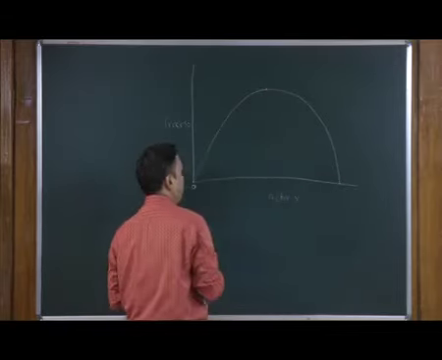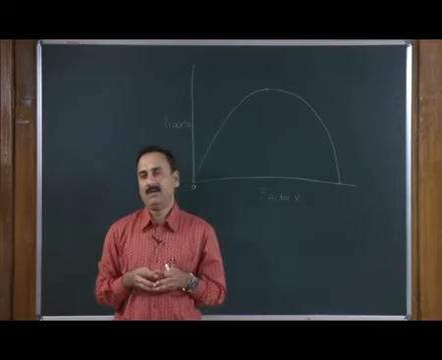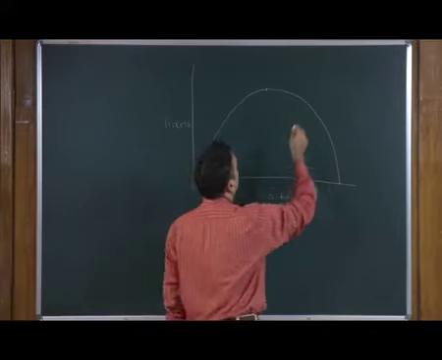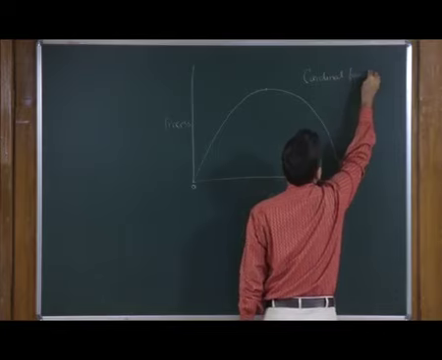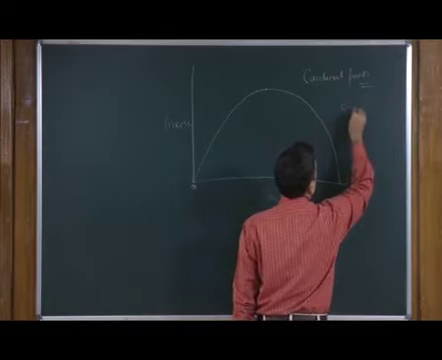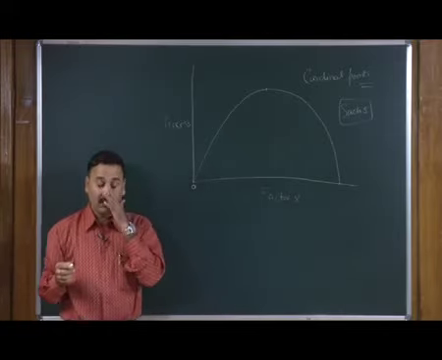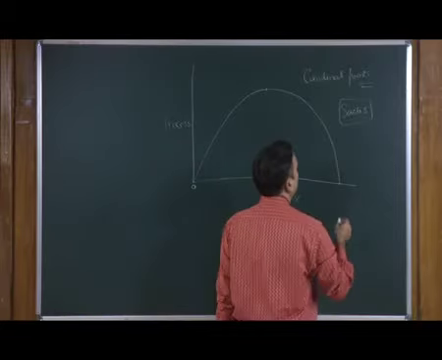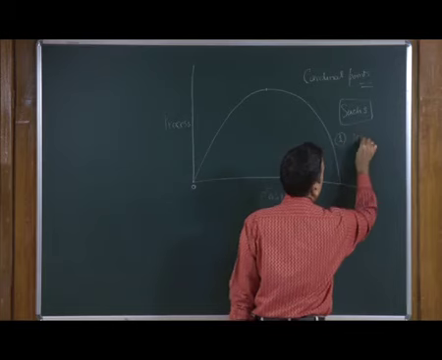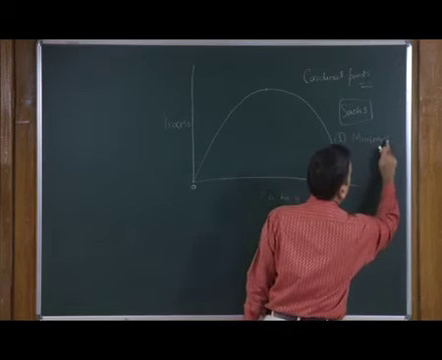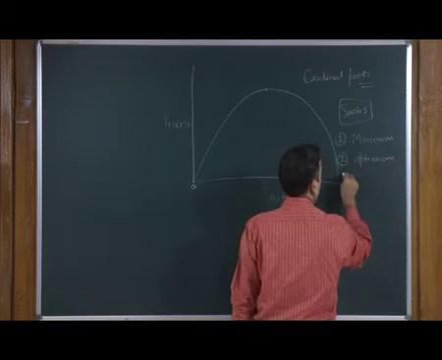Because of this kind of unique pattern with any of the factors governing biological processes, Professor Sack has coined the term cardinal points. And what Professor Sack says is that in a particular biological response to a factor, three different types of cardinal points are possible. What are these three cardinal points? You can have a cardinal point of the minimum, then the optimum, and then the maximum.